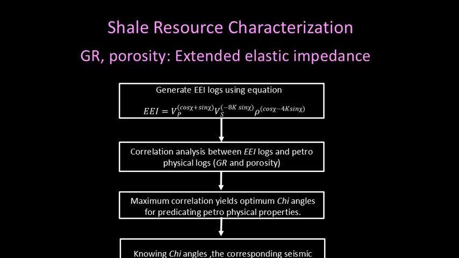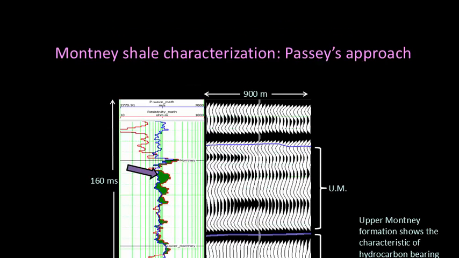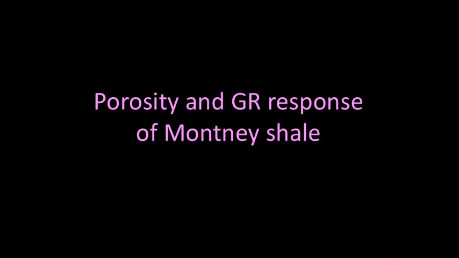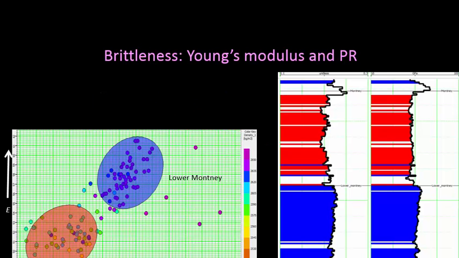Now instead of going through this workflow, I'll show you what this extended elastic impedance entails. But again, notice this is the zone that we wanted to characterize, this upper Montney formation. And the porosity and the gamma ray of the Montney shale, if you look at the log control, Poisson's ratio as a function of E, this is the upper Montney. Notice it does not have high values of Young's modulus.